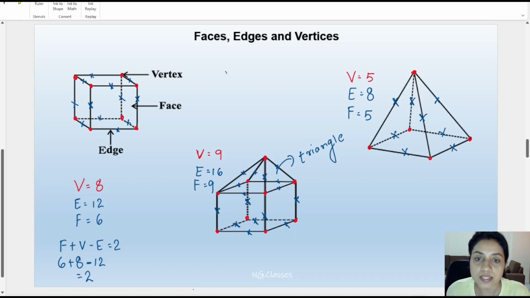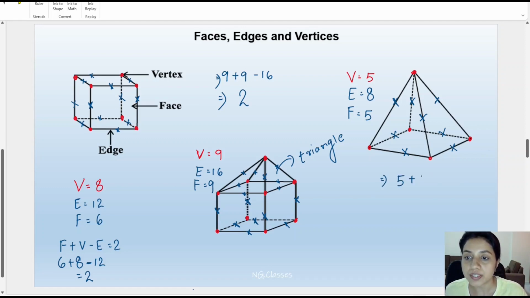Let's check it for the second figure. So number of faces plus number of vertices minus number of edges. Let's do the calculation and we will get a special number 2 only, right? Let's check for the last figure. So number of faces plus number of vertices minus number of edges. When we calculate it, it will always be a special number, that is 2. And yes, it is valid for the last figure as well. So this is how we will use Euler's formula.